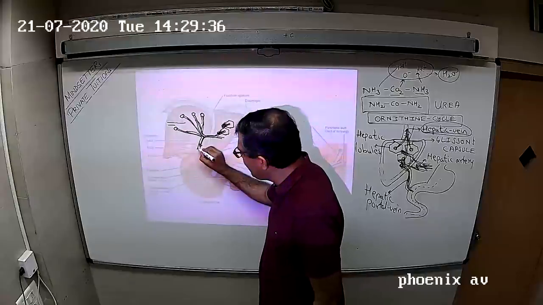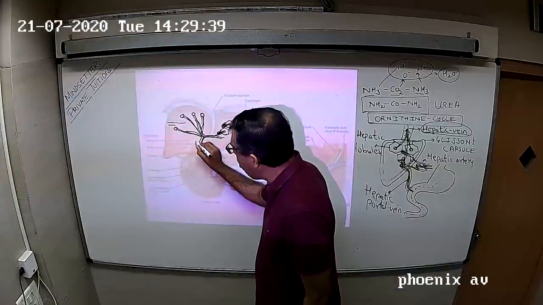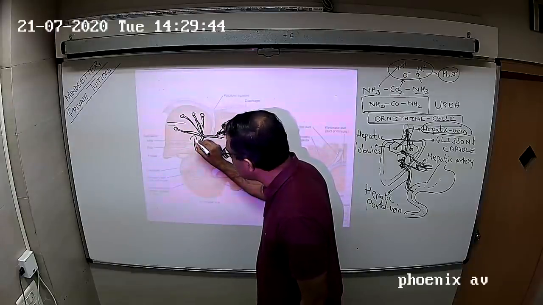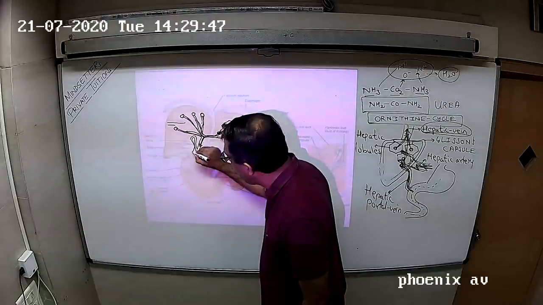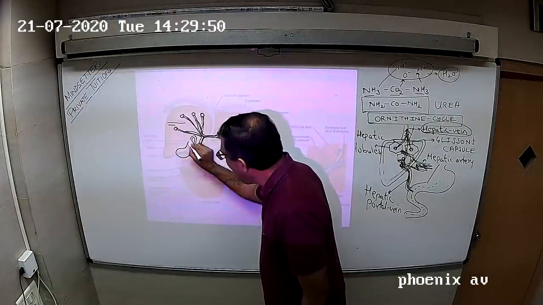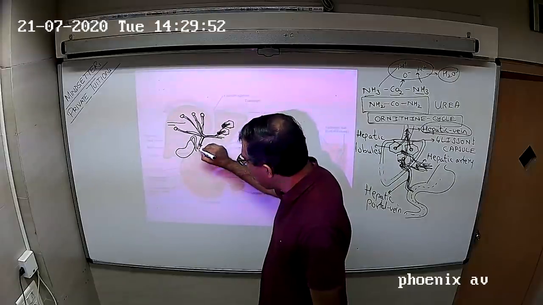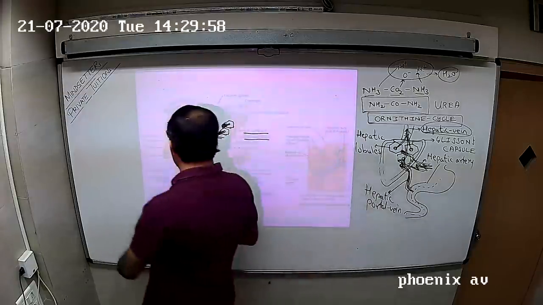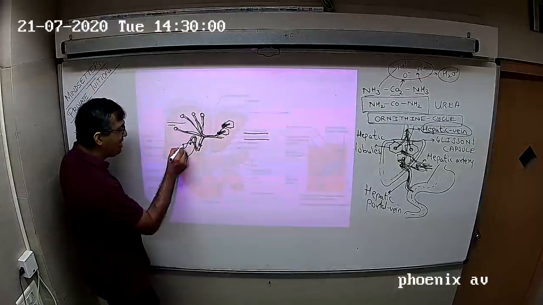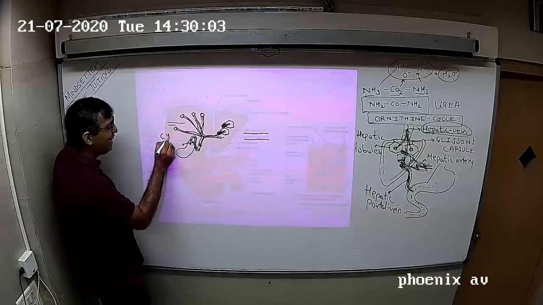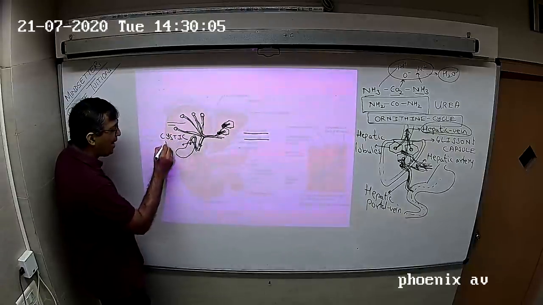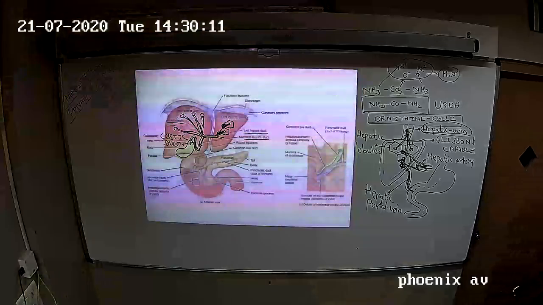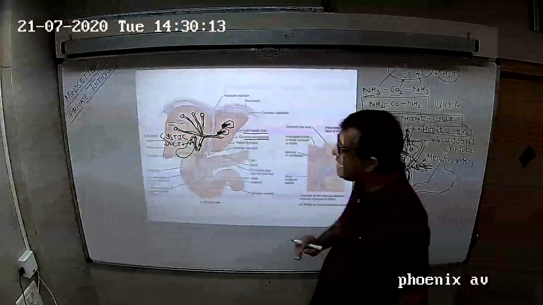From the common hepatic duct, bile will now enter into a duct which is opening into the gallbladder. And in the gallbladder, this bile is stored. The gallbladder has a duct which is called the cystic duct. What is the duct of the gallbladder called? The cystic duct. So you have the gallbladder duct, which is called the cystic duct.